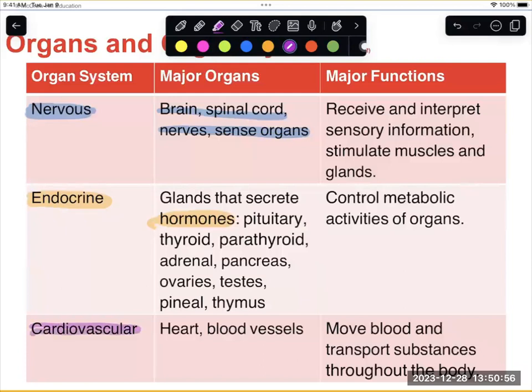Cardiovascular system. This is your heart and your blood vessels. So they're going to move blood around the body. It's going to transport different substances. We're going to transport oxygen, carbon dioxide. We're going to transport different ions, different nutrients around the body.